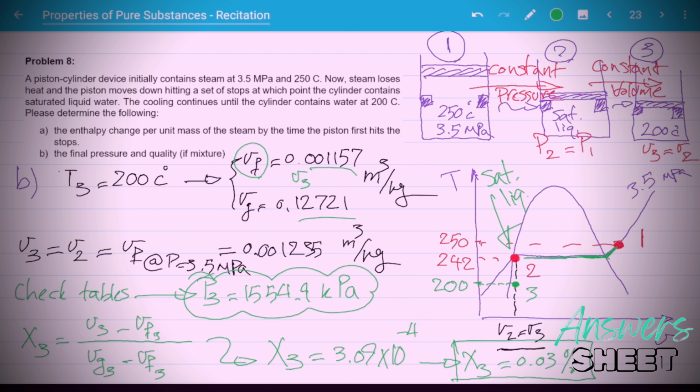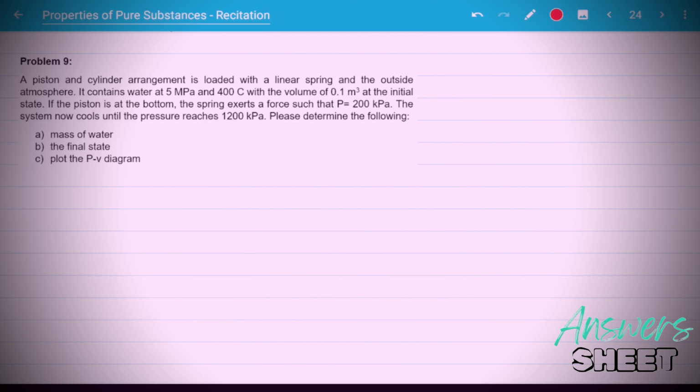All right, problem 9. Now this one is the most challenging one yet because of a new element in the problem in the form of a linear spring. Okay, so we have a piston and cylinder. It has water inside at 5 megapascals of pressure and 400 degrees Celsius of temperature, and the volume is 0.1 meters cubed. Now, this spring is in a way that when the piston is on the bottom of the cylinder, meaning the volume is 0, we still experience some sort of pressure in the form of 200 kilopascals acting downwards on the piston.